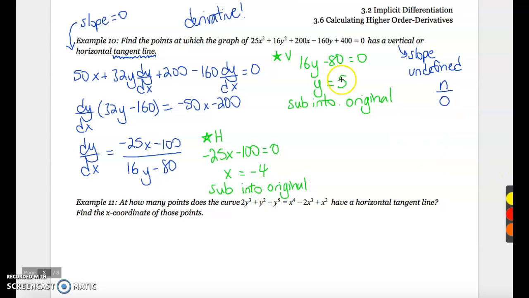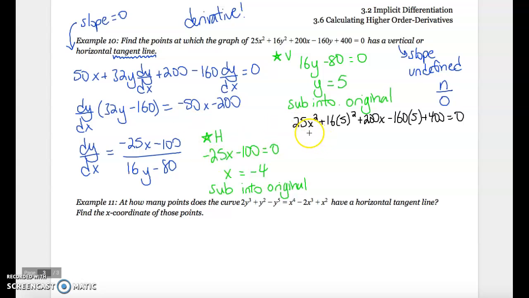All right, so let's go ahead and we'll do that for each of these pieces. I'm going to try and use as little space as possible. So 25x squared plus 16 times 5 squared plus 200x minus 160y, oops, y is 5, plus 400 equals 0. Let's see if I can simplify that a little bit.